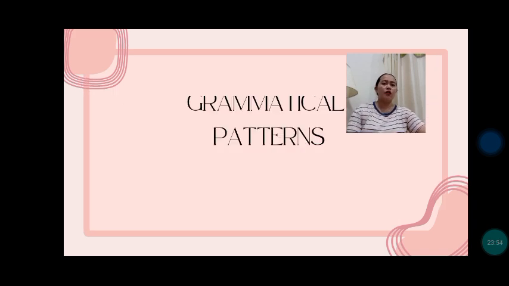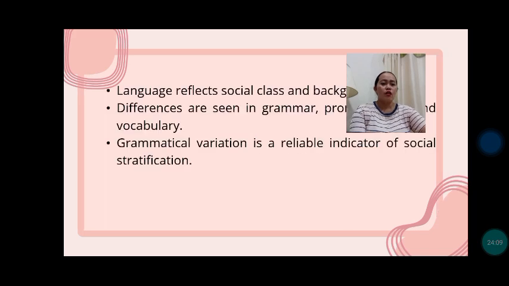Moving on to grammatical patterns. Now we are focused on grammatical patterns and social variation: how grammar in spoken English reflects a person's social background and class. Language is not only a tool for communication but also a reflection of who we are and where we come from. Sociolinguists have found that grammar, pronunciation, and vocabulary vary according to social factors such as class, gender, and age. In this lesson, we'll focus on how grammar patterns indicate social stratification, or the division of people into social classes. So I have here an example.